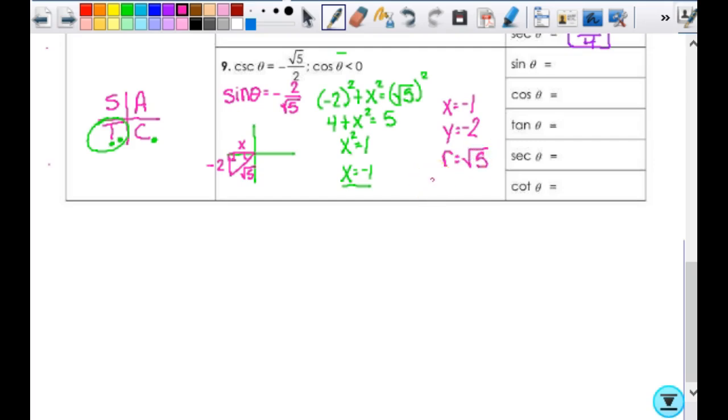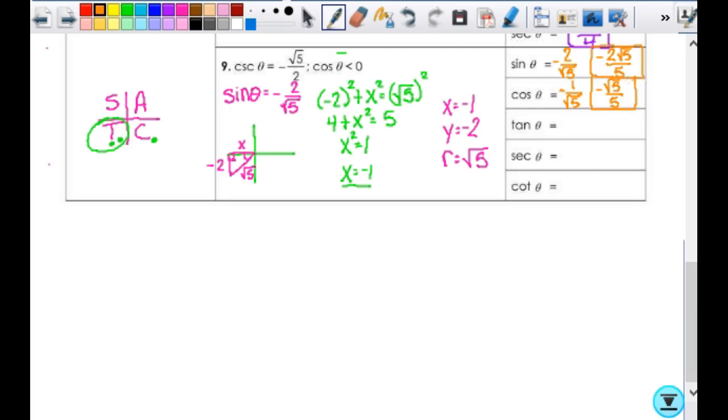And then once you have that, we can fill in all the rest of these by finding our ratios. So the sine of theta is y over r, or opposite over hypotenuse. So y over r is going to give me negative 2 over the square root of 5. Not legal, so I have to rationalize. Multiply by the square root of 5 over the square root of 5. That gives me negative 2 square root of 5 over 5. Cosine is x over r, or adjacent over hypotenuse. So that's negative 1 over the square root of 5. And then I rationalize, so I get negative square root of 5 over 5.